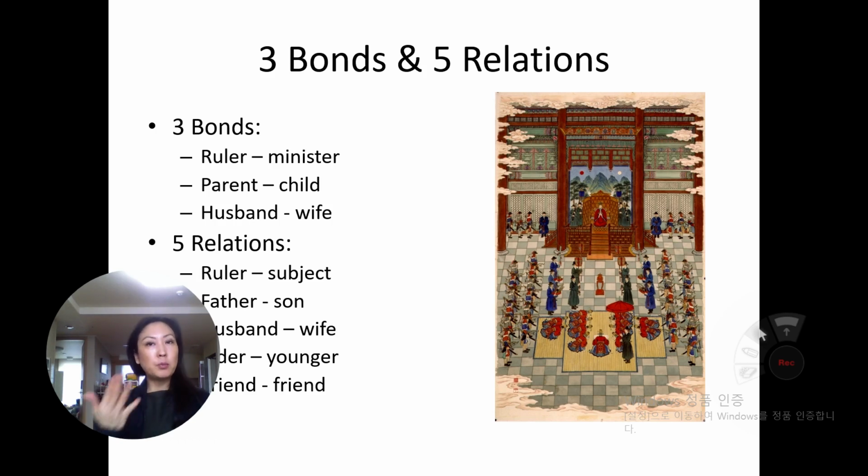So how you behave as a father to your children will be different from how you behave as a husband to your wife, which is also different from how you behave as an older sibling to your younger sibling, etc., etc. So once everybody understands and displays appropriate behavior, this is what creates social stability and harmony.